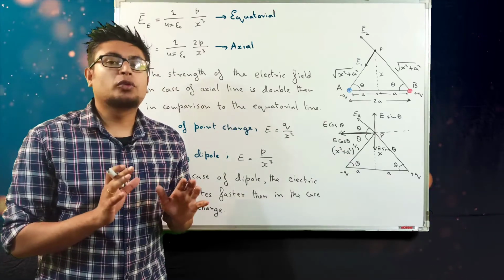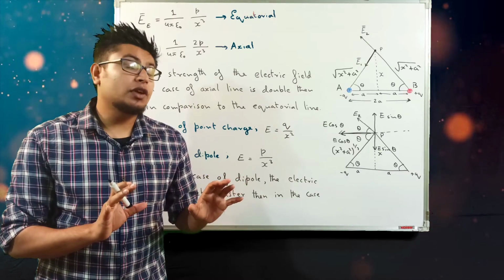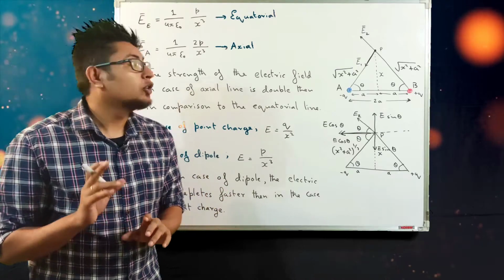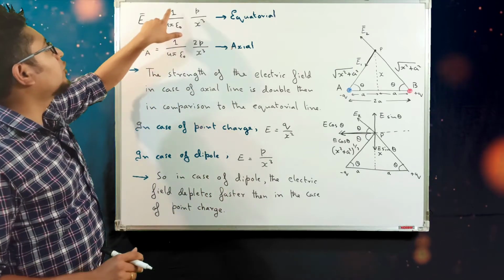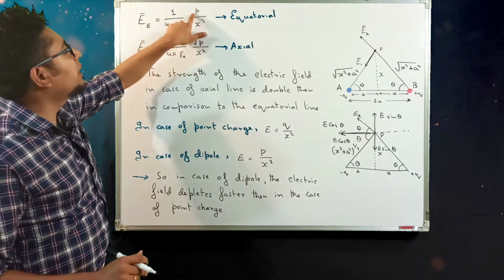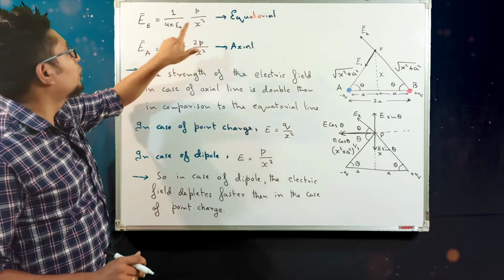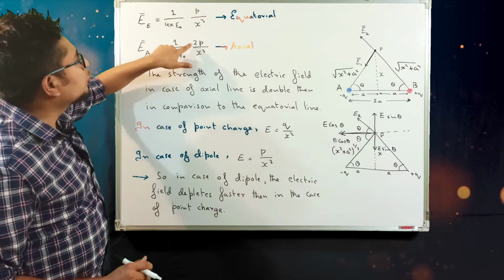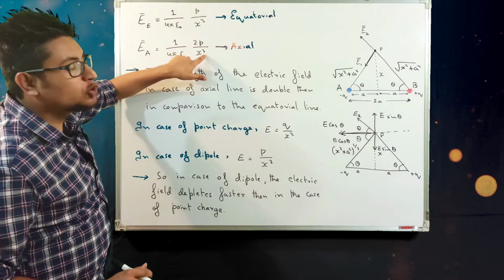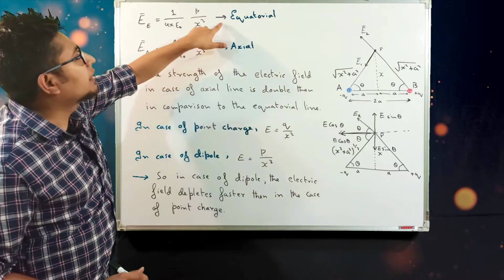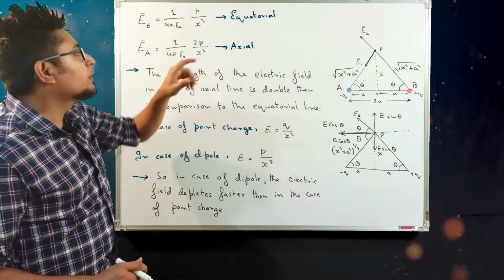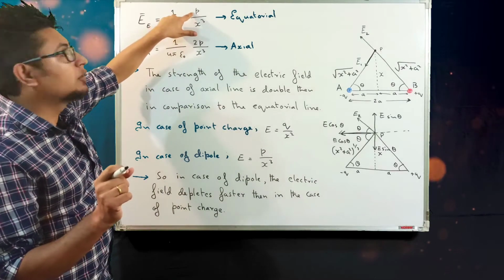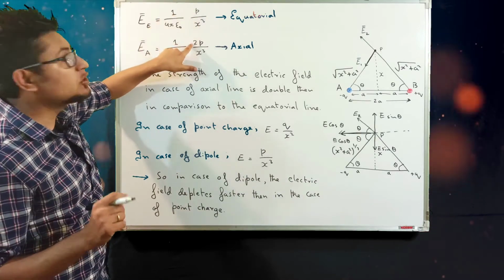And now we want to make a comparison between the electric field equations we got in case of equatorial as well as axial line. In the case of equatorial line, we got 1 by 4 pi epsilon naught P divided by x cube. Whereas in the case of axial line, it was 1 divided by 4 pi epsilon naught twice P divided by x cube. So out here you see that this is a single P, this is 1P, whereas this is 2P.